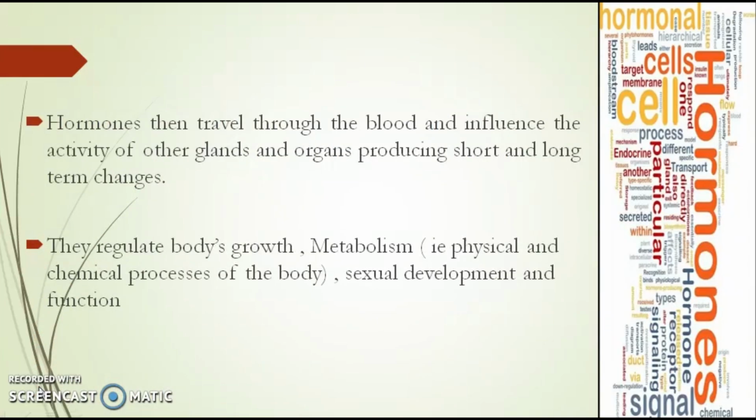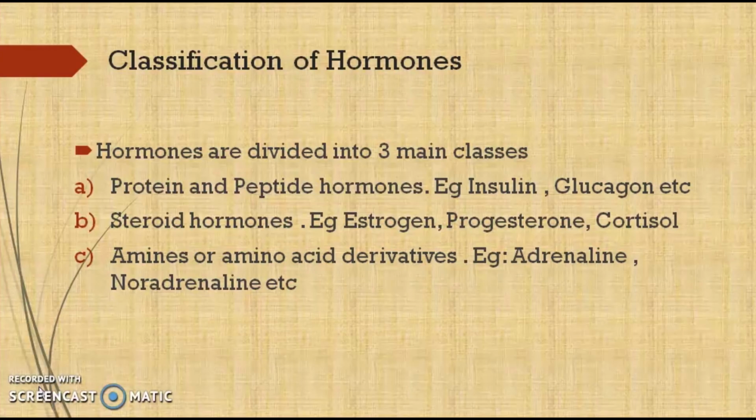Now, how do the hormones travel? Hormones travel through the blood and influence the activity of other glands and organs, producing short as well as long-term changes. Hormones regulate the body's growth, metabolism, that is the various physical and chemical processes of the body, sexual development and functions. Coming to the classification of hormones, hormones can be subdivided into three main classes.